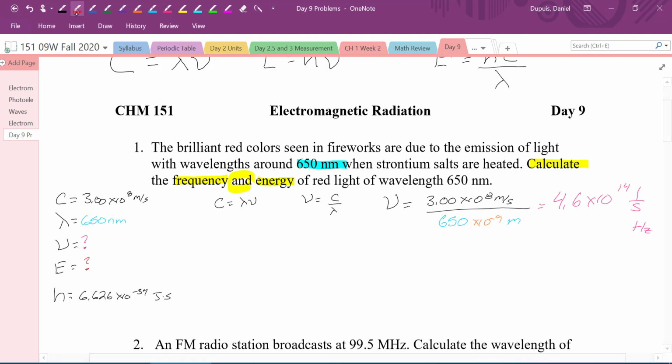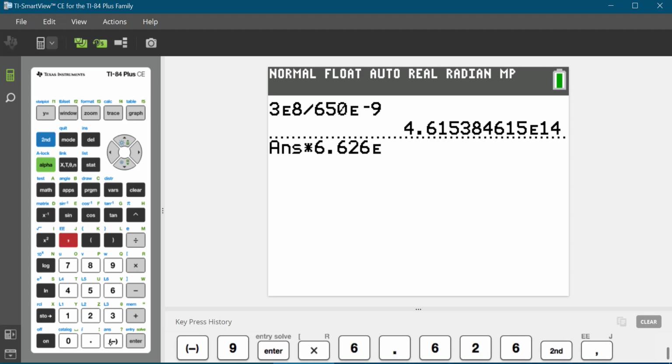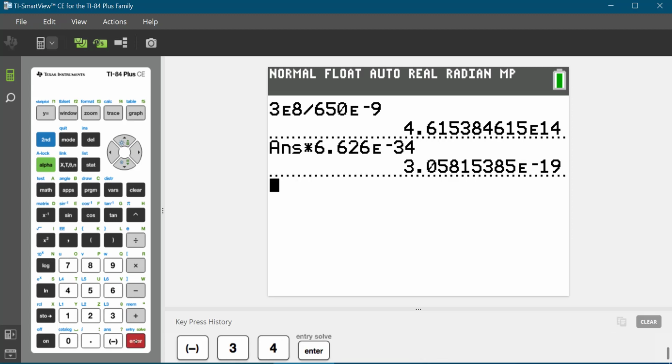Now it's time for the energy. E equals h nu. So E equals 6.626 times 10 to negative 34 joules times seconds, multiplied by 4.6 times 10 to the 14th, 1 over seconds. So our energy happens to be, now, I'm going to cheat. I'm just going to do times, and it takes this answer times 6.626 times 10 to the negative 34. 3.1 times 10 to the negative 19th joules.